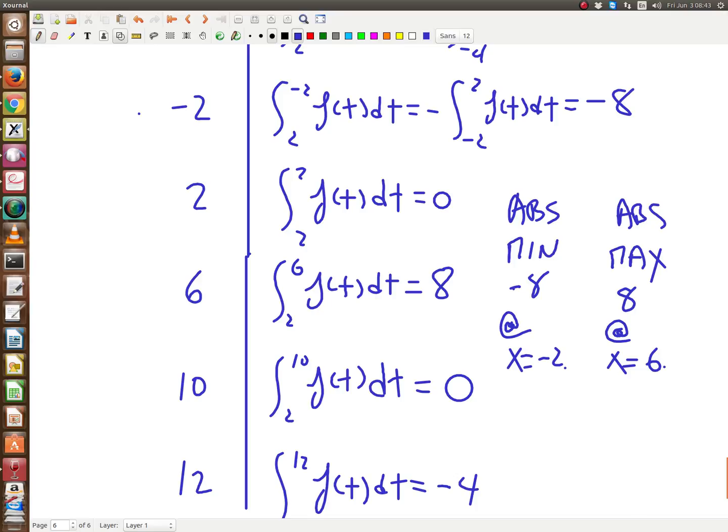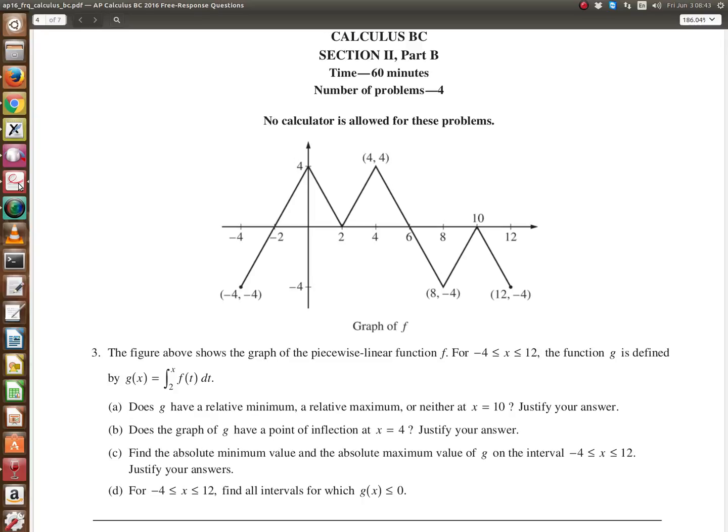All right, and part D. For x values between -4 and 12 inclusive, find all intervals for which g is less than or equal to 0. All right, well, notice from 2 to 6 it's positive. From 2 to 10 it's positive, but at 10 it's 0. But then from 2 to beyond 10 up to 12, we're adding negatives, right? So for x between 10 and 12, the integral from 2 to x of f of t dt is going to be negative.